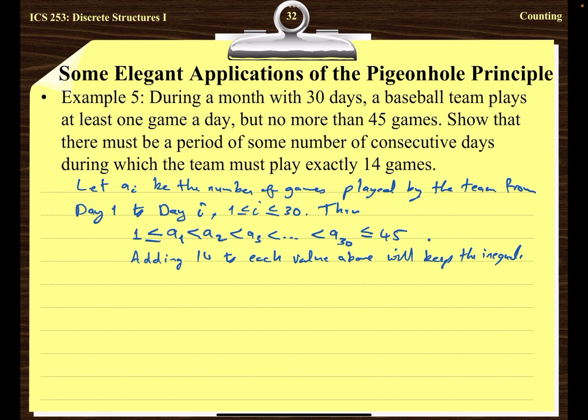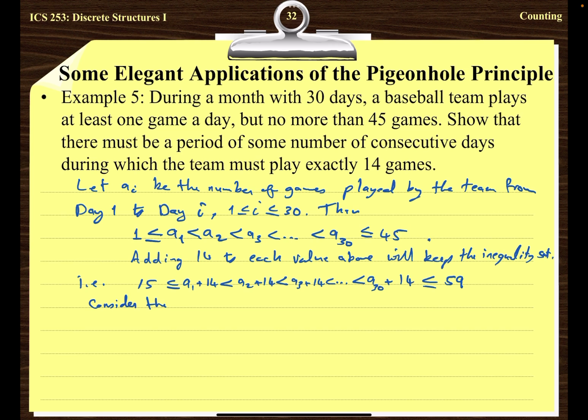The inequality satisfied. That is, ايش ال 1, a1 plus 14 is less than or equal to a2 plus 14 is less than a3 plus 14, less than, all the way, less than or equal to a30 plus 14, which is less than or equal to ايش، 14 plus 45 is how much? 59 صح.